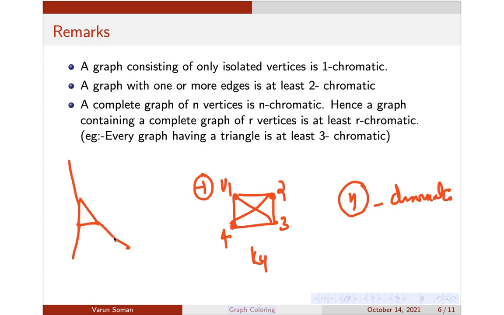Okay, so you can see that this graph already contains a complete graph of 3 vertices. So at least 3 colors are required here. Since it contains a complete graph of 3 vertices, at least 3 different colors are required. It can be more, or it can be exactly 3, but at least 3 different colors are required. So if a graph contains a complete graph of R vertices, it will be at least R chromatic. If it contains a triangle, it should be at least 3 chromatic.